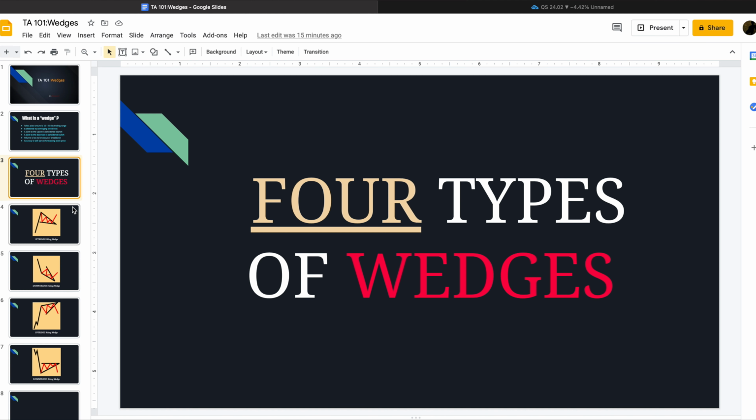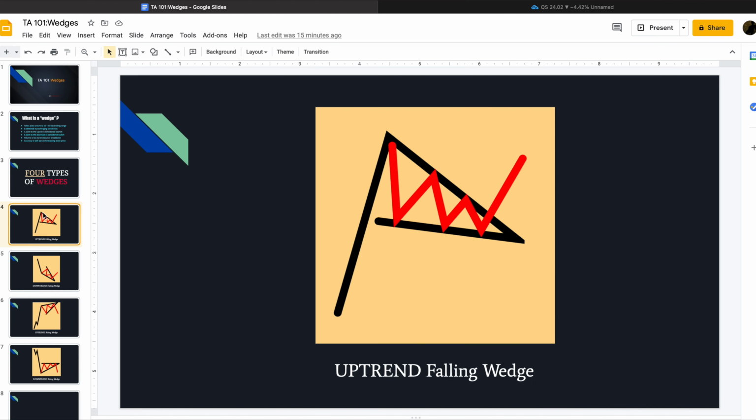So what are the four types of wedges? We're going to start this off with the uptrend falling wedge. And as you guys can see, we have the uptrend over here. This is the falling wedge. It's pointing downwards. Usually we see an asymmetrical triangle. And as you guys can see, we start to contract. We get this cone shape over here. And then we have a breakout. We want to see volume. If there's no volume to support this breakout, it means it's probably not sustainable.